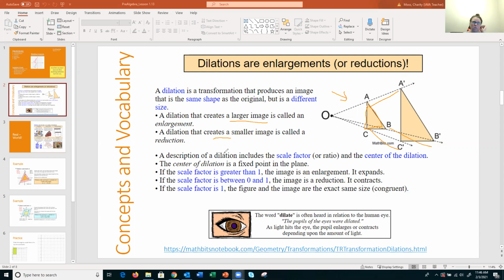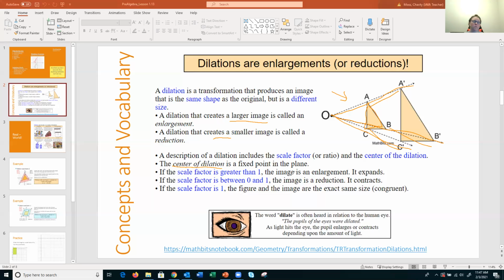A description of dilation includes the scale factor, how much bigger it's getting, or how much smaller it's getting. So the scale factor is just telling you how big or how small it is getting. It also does have a center of dilation, just like the center of rotation. Center of dilation tells us in which direction it's being dilated, but there's always a point where it keeps the same size. So as long as it's all about this point, it's going to keep the same size. So it has that center of dilation as that fixed point in the plane.